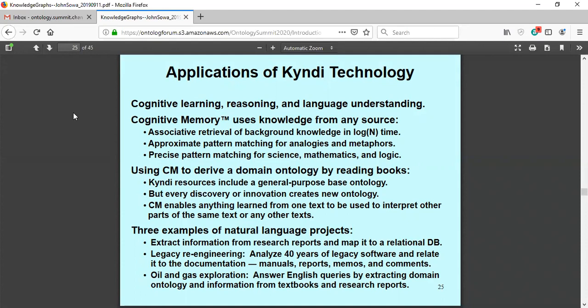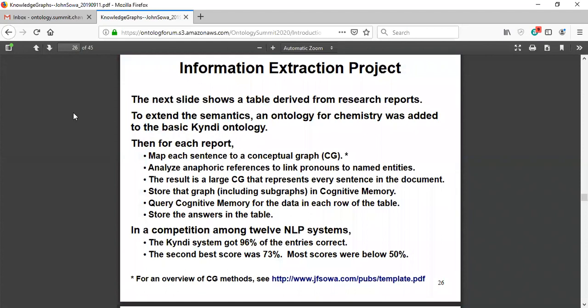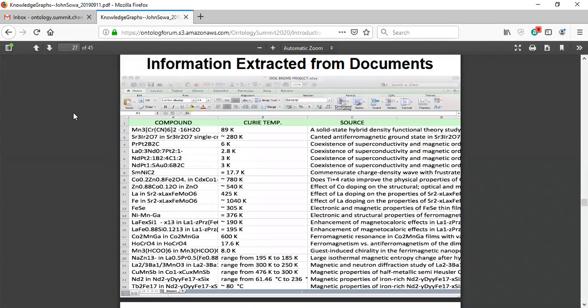Now, the first one is an information extraction project, and this was sponsored by the US Department of Energy. On the next slide, there's a table derived from research reports. The goal was to take information from these tables and extract that information.